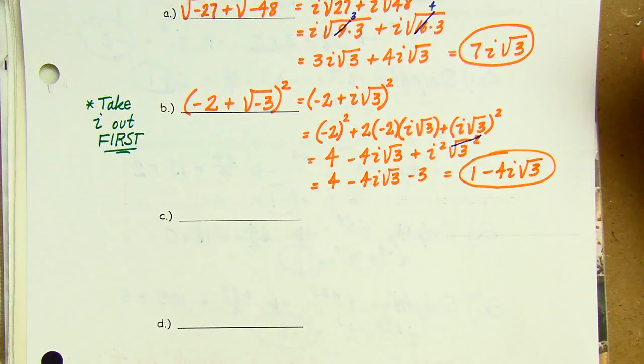Final answer. And that's how you'd square a binomial involving a complex number. Okay, but always remember to take the I out first.